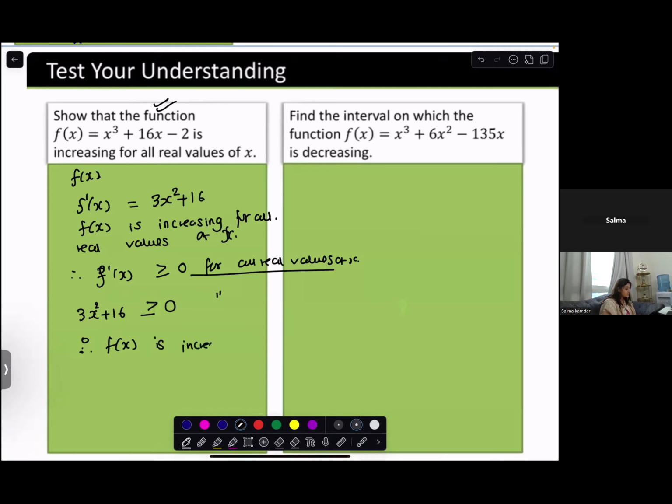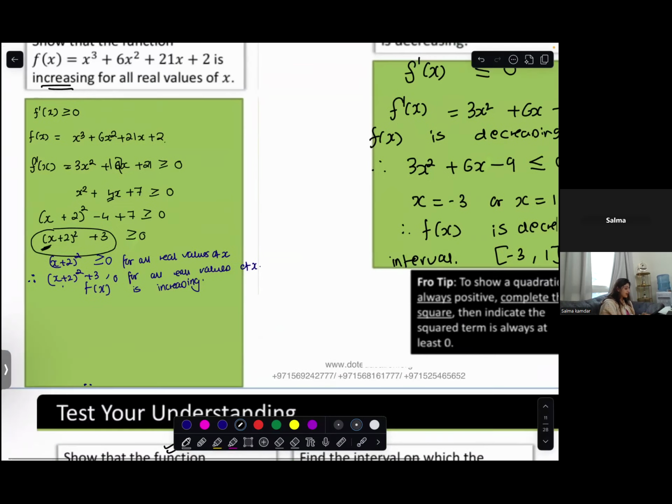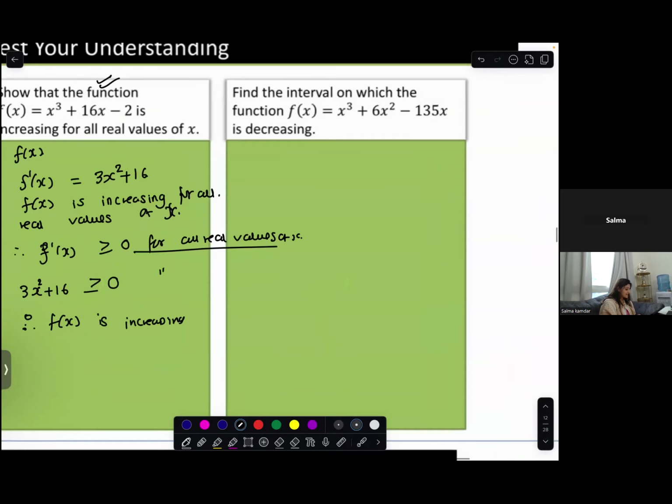Here, the question was, I need to show that it is increasing. There, they had mentioned that it is already increasing. So here, I need to prove that f dash x is greater than or equal to 0. And then I say, therefore, f of x is increasing. Can you do the next one?